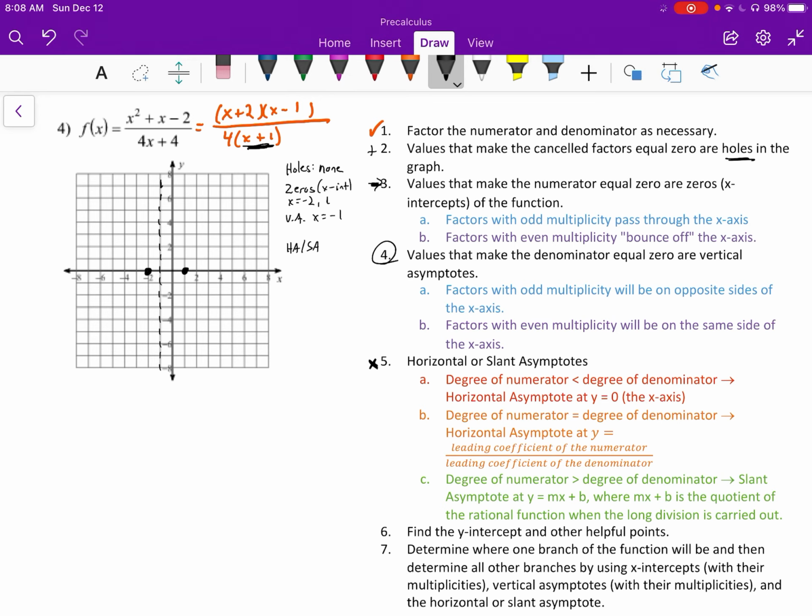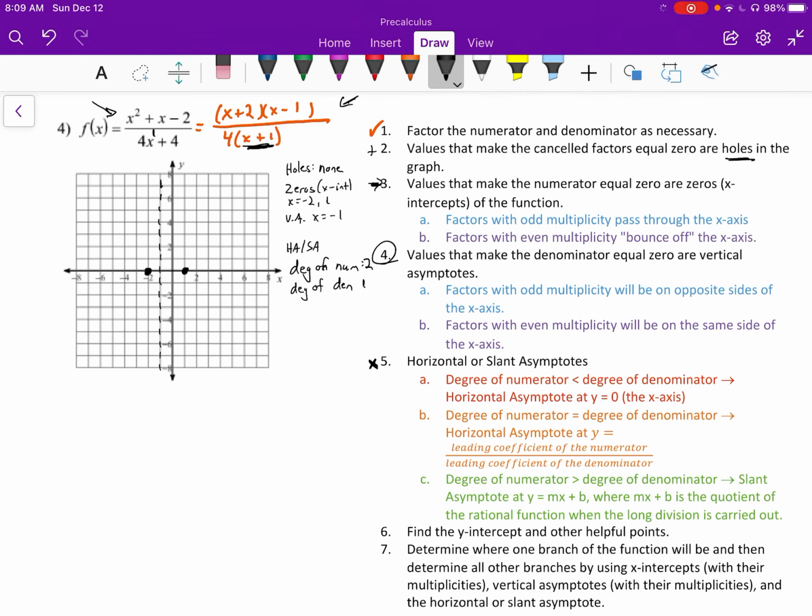Here's where we look at the degree of the numerator and the degree of the denominator. And we're going to compare those. So the degree of the numerator, we can look back to our original. Before we factored, we can look at the factored because we just know that x is multiplied by x and we get an x squared. But looking at the original will always work. So we have x squared. So the degree of the numerator is 2. And the degree of the denominator is just 1.